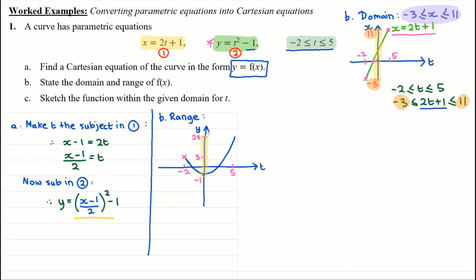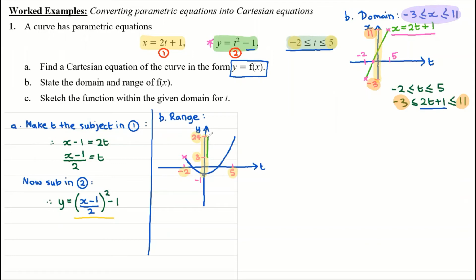Now, if you did this naively, if you put in t is -2 and got your 3 back, and then put in t is 5 and got your 24 back, you would probably think that the range would just be between 3 and 24. Now, obviously, you'd be wrong in that because there is a minimum value between t is -2 and 5. So you've got to be really, really careful.